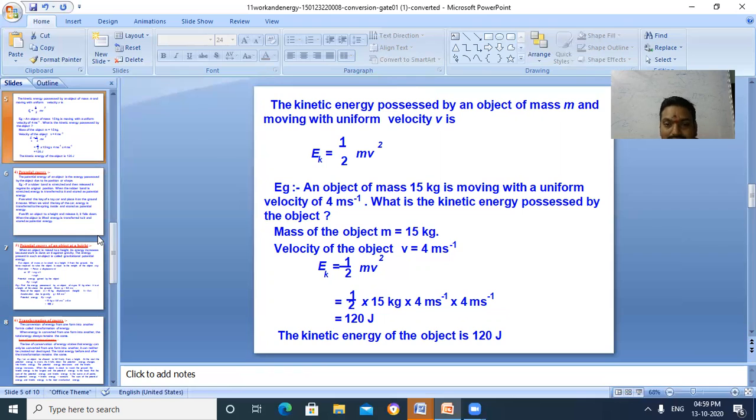Now you can take an example here: an object of mass 15 kg moving with a uniform velocity of 4 meters per second. What is the kinetic energy possessed by the object? The mass of the object is 15 kg, and the velocity of the object is 4 meters per second. So accordingly it will be 4 into 4, 16, multiplied by 15, so it is around 120 joules. So kinetic energy will become 120 joules.